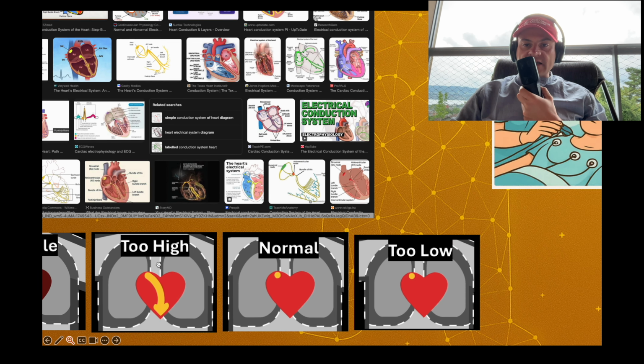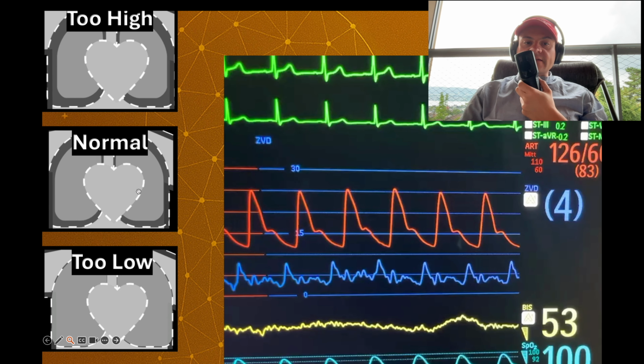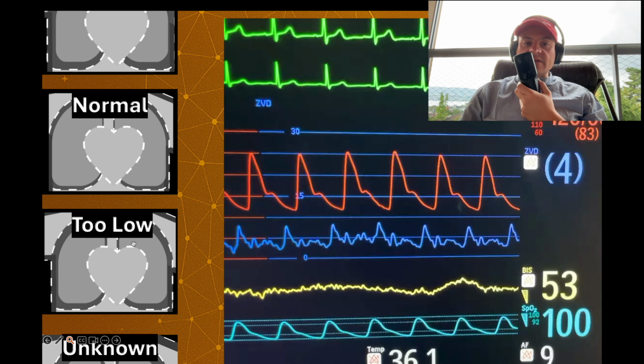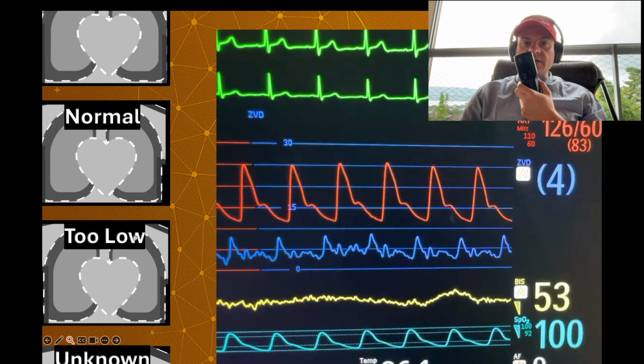With the ECG leads connected, we also get respiratory rate from thoracic impedance, and this respiratory rate is represented as the breathing rate of the avatar's lungs, and this can also be either too high, normal, or too low. Another piece of information we get from the ECG leads is the ST segment data, and the ST segment is shown in the avatar as a dark spot over the heart.